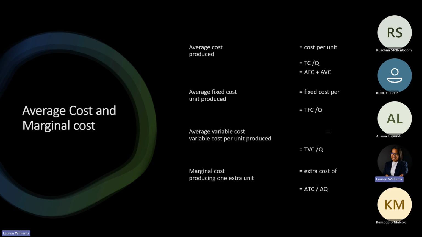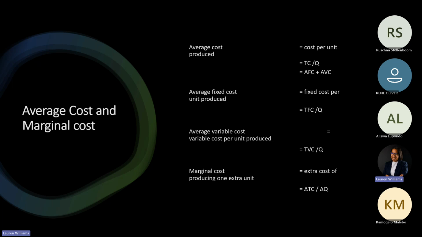Okay, so we can say it's our total cost divided by a quantity, or divided by N, depends. Or you can say your average cost equals your average fixed cost plus your average variable cost. It all depends on which elements they give you in the exam. Then you have your average fixed cost, the fixed cost per unit, and that can be your total fixed cost divided by your quantity. Then we also have your average variable cost per unit, and that's your total variable cost divided by your quantity.